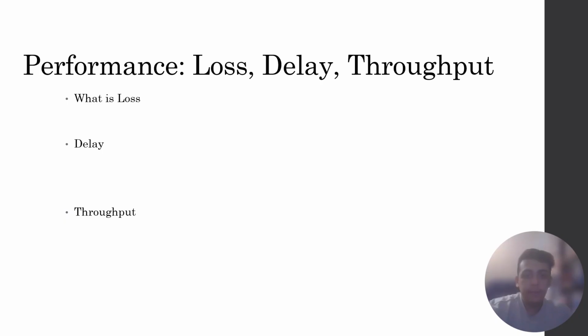Alright, so next we're going to be talking about performance, which includes things like loss, delay, and throughput. Network performance measures how effectively and reliably data moves across the network. These critical metrics like loss, delay, and throughput help engineers evaluate and optimize network behavior, and help ensure users experience fast and dependable connections.